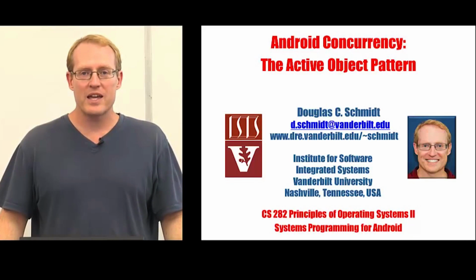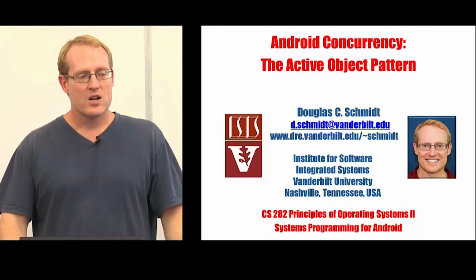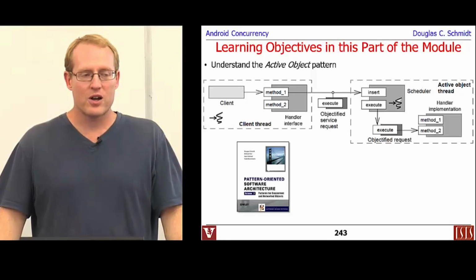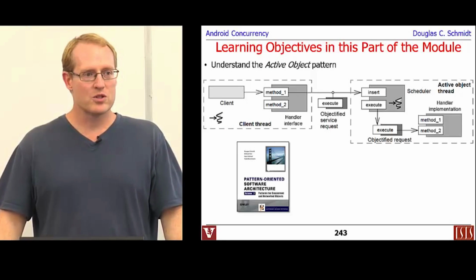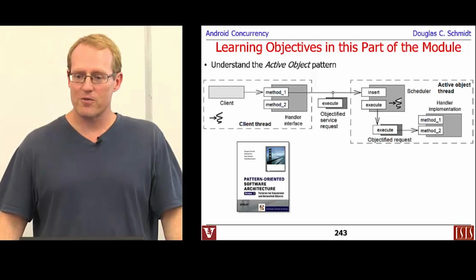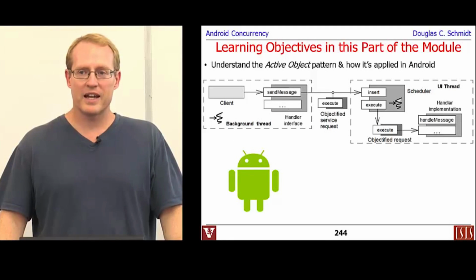What we're going to be doing today is talking about the active object pattern and relating that to the various mechanisms at work in Android. So what we're going to do first is talk about what the active object pattern is and how it's used to structure the solution for concurrent software. And then we're going to talk about how the active object pattern can be applied in Android.